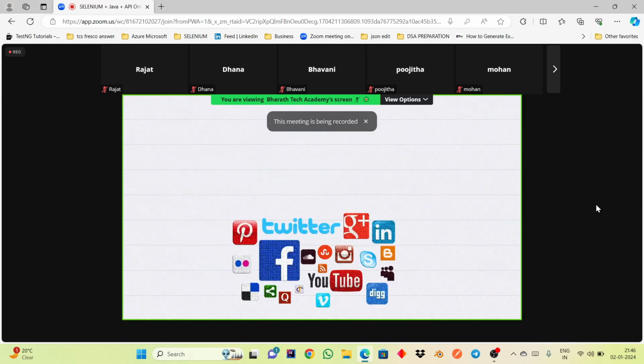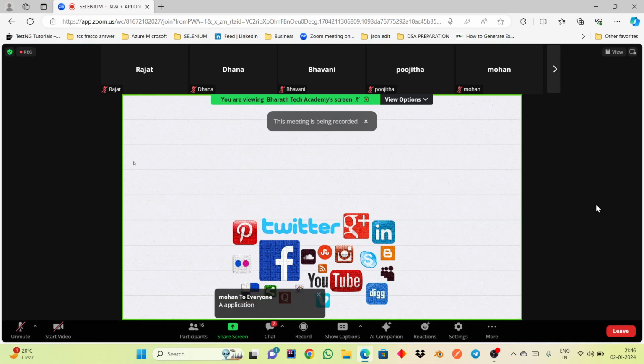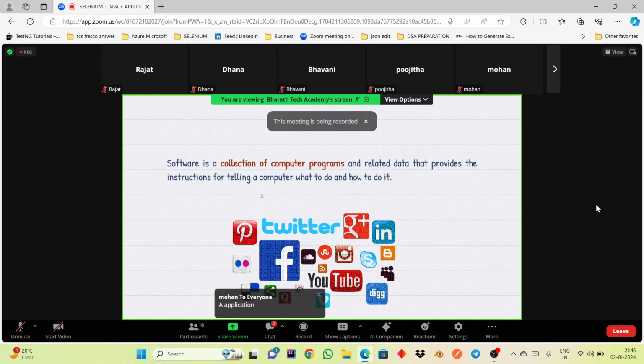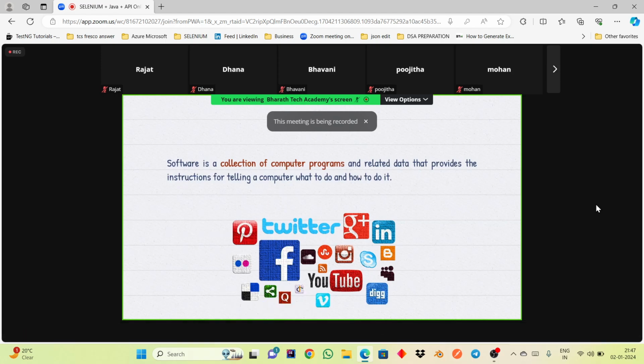Introduction about software. What is software, guys? Generally, anyone? What is your idea on software? Okay, someone picked. Software is an application. So technically, software is a collection of computer programs and related data that provides instructions for telling a computer what to do and how to do it. Generally, software is nothing but some application that is going to help us to complete the task, correct?